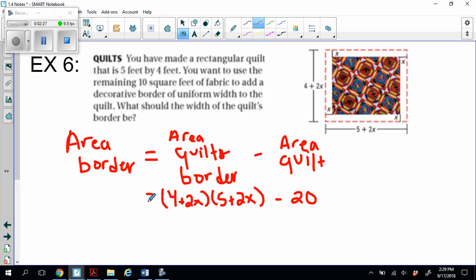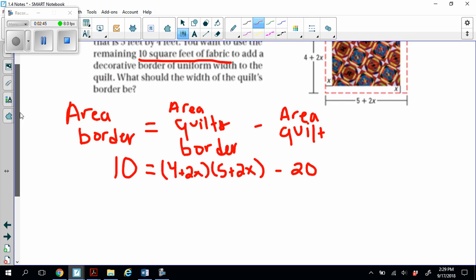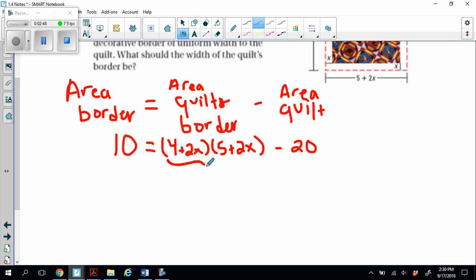Now we got to figure out the area of the border. Well, they actually told this to us in the little paragraph. It says you want to use the remaining 10 square feet of fabric to add a decorative border. So basically our border is 10 square feet. So now what we have to do is solve for x. To do that, first we need to FOIL our 2 sets of parentheses.